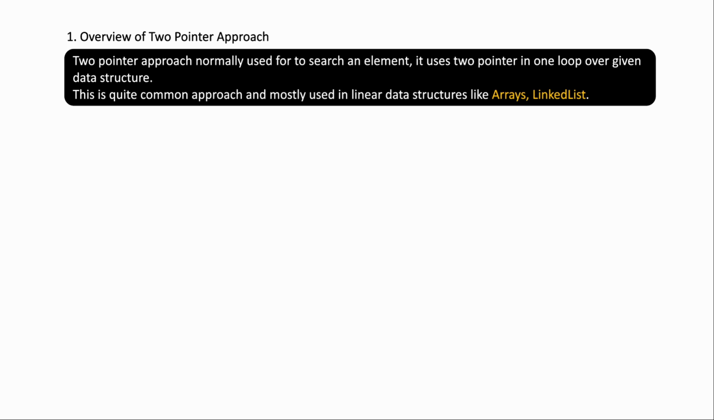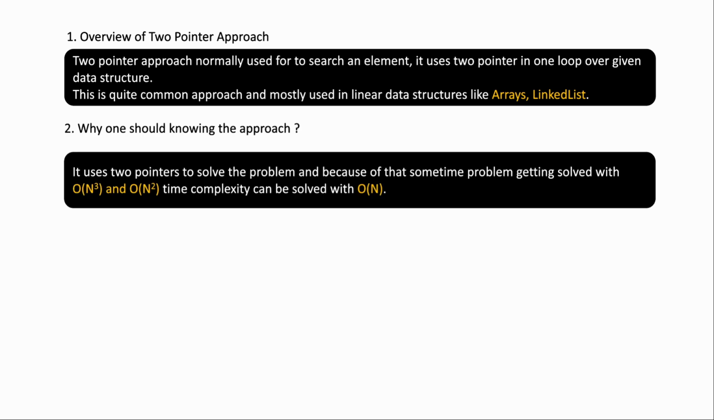So in the two pointer approach, you have two pointers, you start from some indexes, and you try to find some common numbers or common elements from the given arrays or linked lists. All right, why should one know this two pointer approach? The advantage is that it uses two pointers to solve the problem, and because of that, problems that take O(n cube) and O(n square) time complexity can be solved in O(n). So an O(n square) or O(n cube) brute force problem can be solved with a linear time complexity using the two pointer approach.